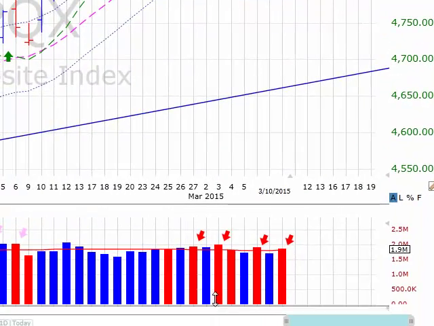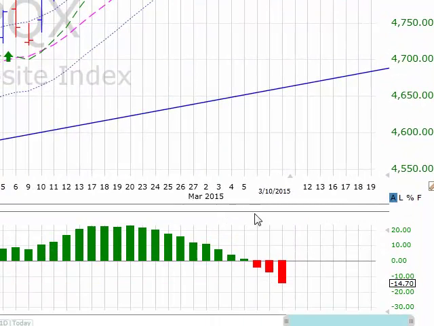Taking a look at the histogram on the NASDAQ, we see that the histogram is currently trading below the 0 line and is in a downtrend. Trading below the 0 line gives us a bearish indication. Being in a downtrend gives us a bearish indication. And so our immediate bias on the NASDAQ currently is bearish.